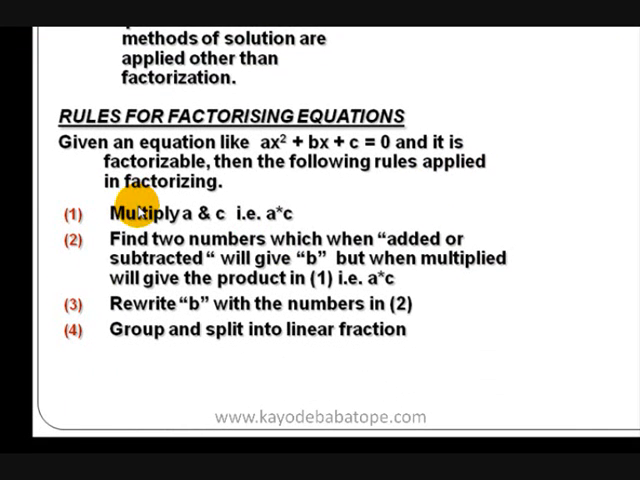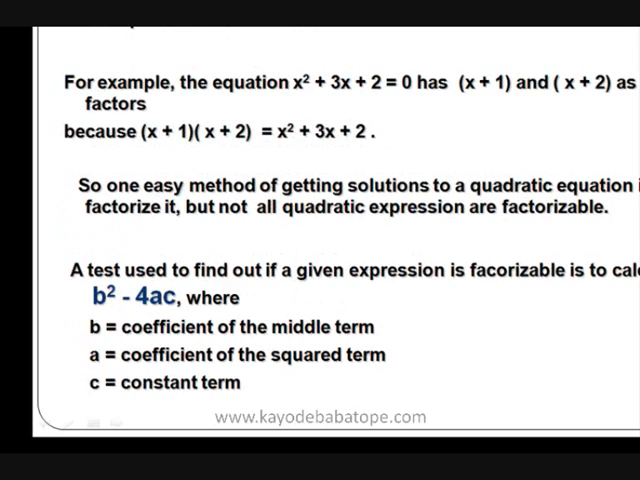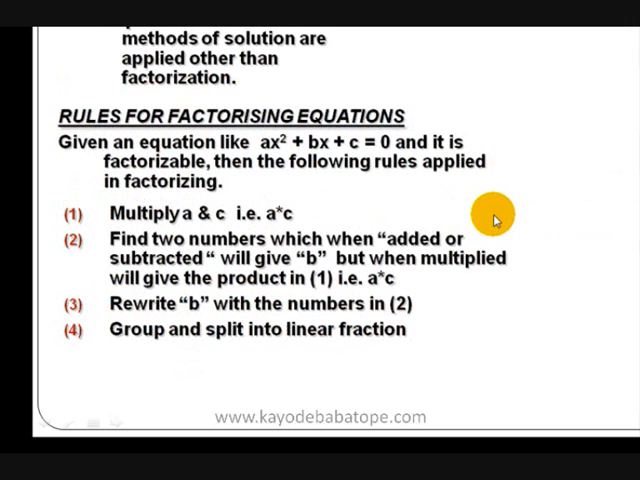1. Multiply a and c, that is, calculate ac. I hope you still remember what a and c are. A is the coefficient of the squared term, while c is the constant term. Okay? So, calculate the value of the product a times c. 2. Find two numbers which, when added or subtracted, will give b, but when multiplied will give the product ac.